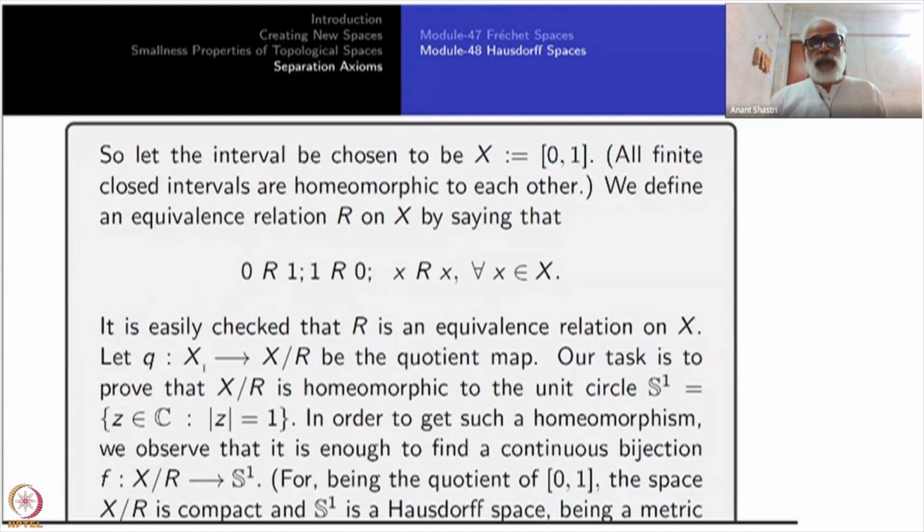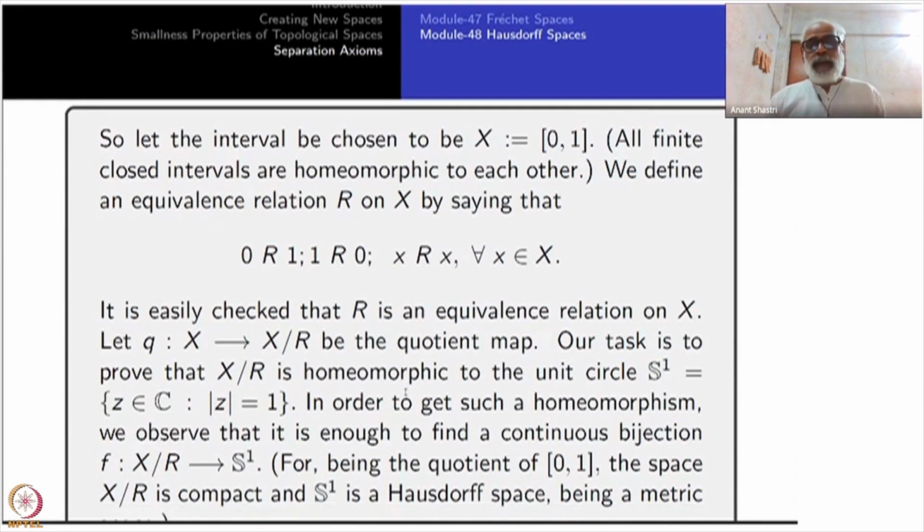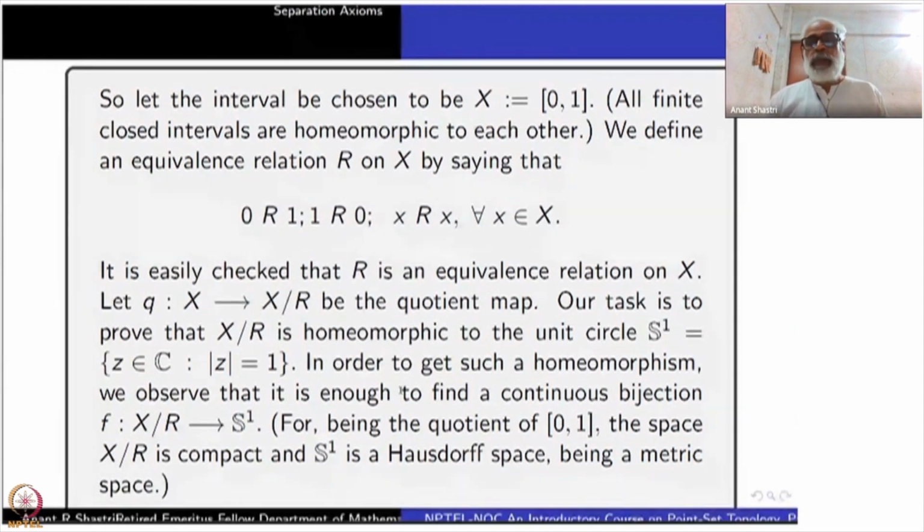Now let Q from X to X/R be the quotient map. This X/R, which has the quotient topology, we want to show is homeomorphic to S1. Our task is to show that it's homeomorphic to the unit circle. To get a homeomorphism, we observe that whenever you have a quotient space, you construct the function on X itself, on the mother space itself.